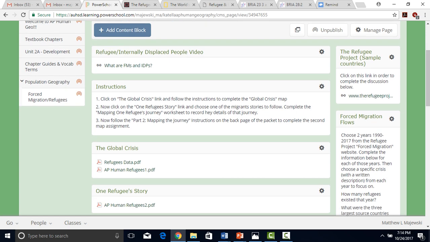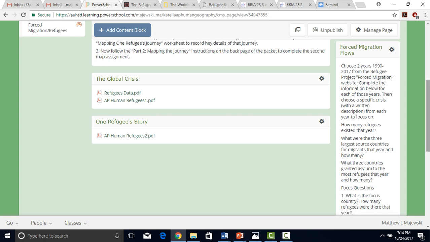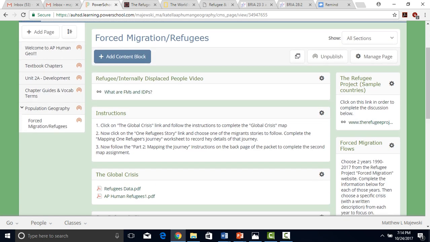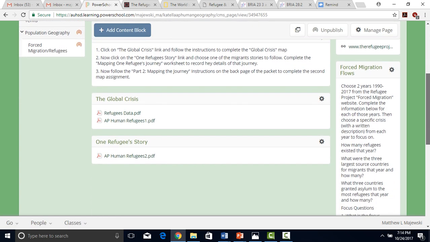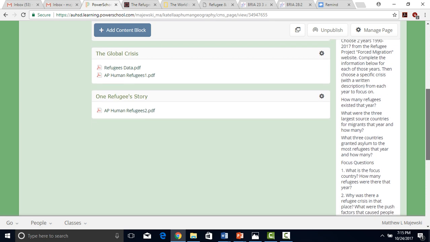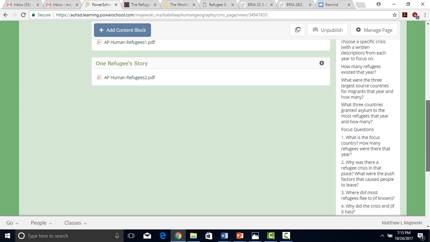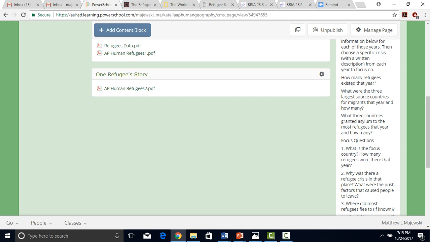Alright, so first off, can we please go to the question that you're going to be asked? It asks you to choose 2 years between 1990 and 2017 from the Refugee Project Forced Migration website. That's the website that is right there directly above this prompt. Then it asks you to complete information below for each of those years, and then choose a specific crisis from both of those years to focus on. You want to make sure you choose a crisis that has a written description. I'll show you what that means.